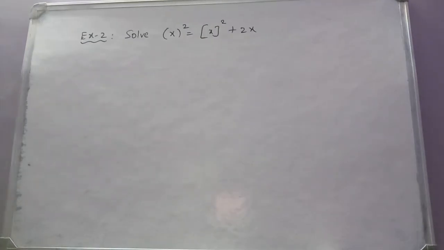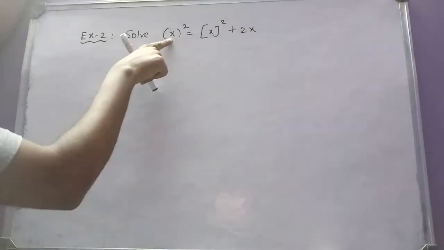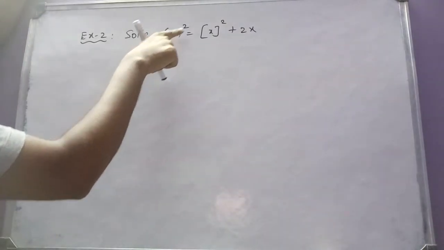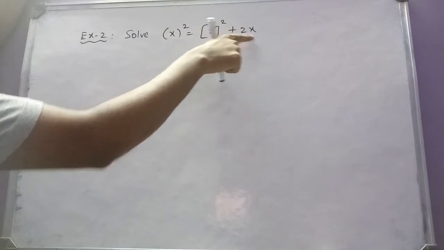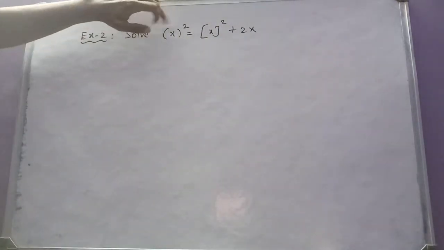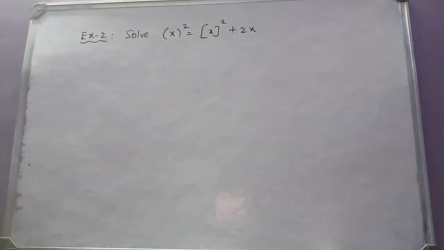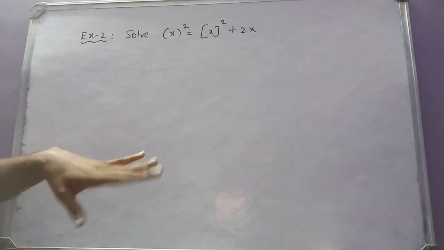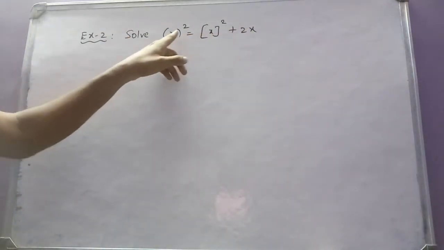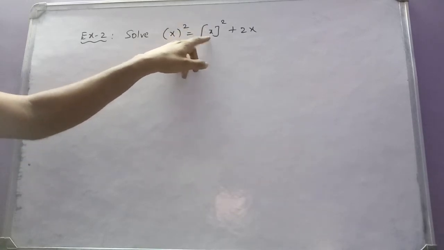Here is our second example. Solve: least integer function of x square is equal to step x square plus 2x. That means the ceiling of x square is equal to step x square plus 2x. So now this equation contains three things: x, then least integer function of x, and then step x.